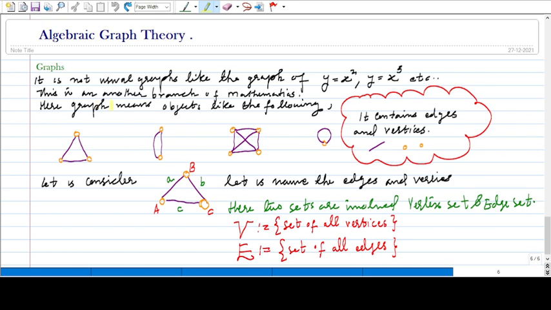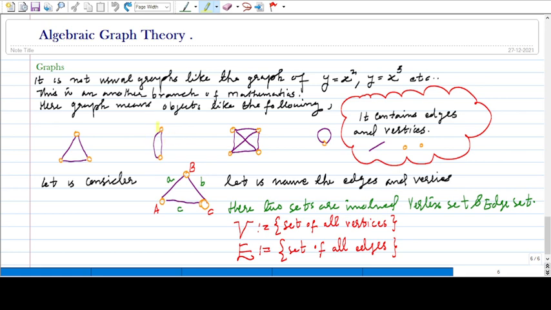So you can see that it is not the usual graphs like x square, x cube, as I have already said. Here graphs means objects like the following, like a triangle. The vertices are orange and the edges are violet color, right? This one.